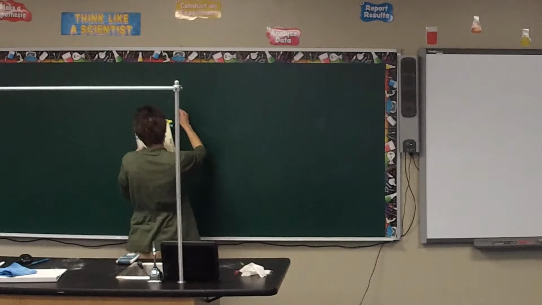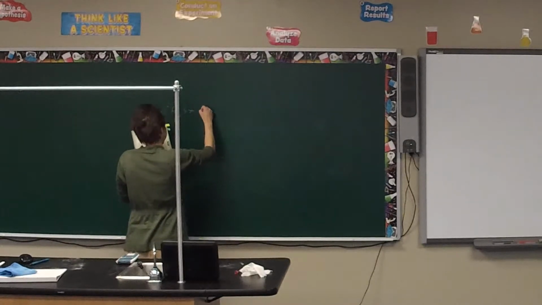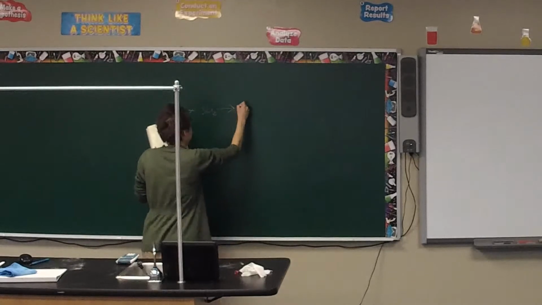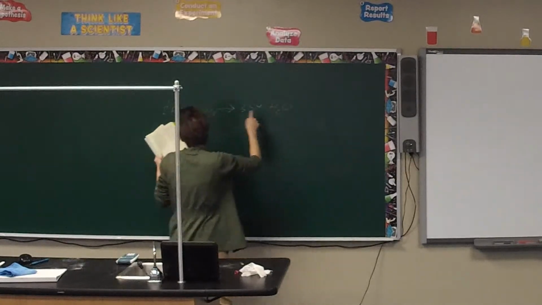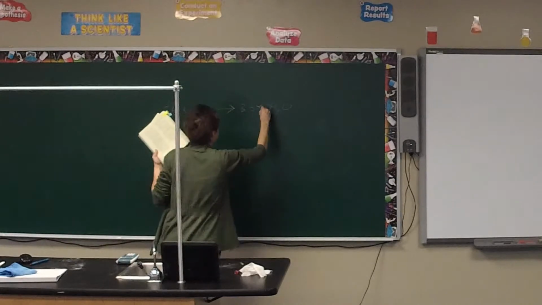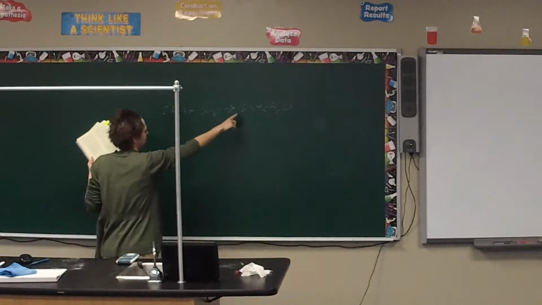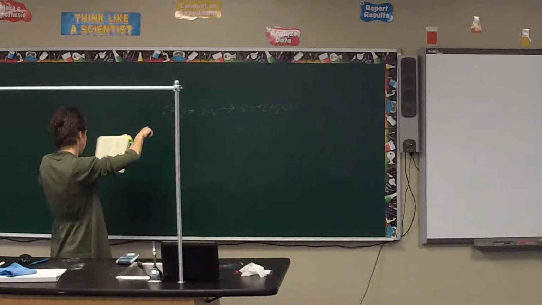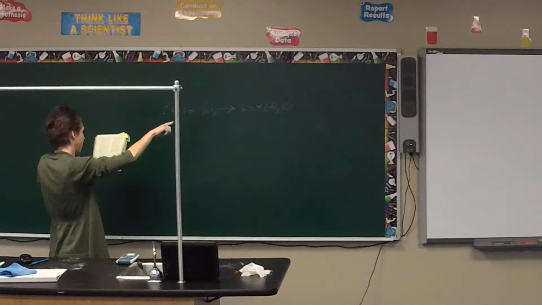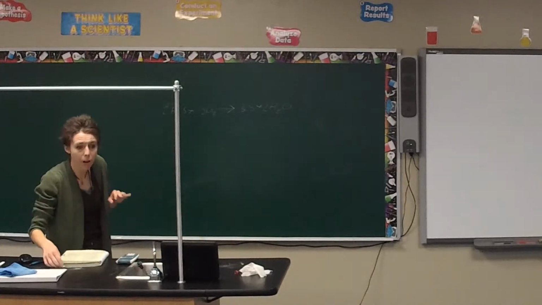This one is written 2H2S plus SO2 goes to 3S plus 2H2O. So 2H2S plus SO2 goes to 3S plus 2H2O. That was balanced. It is balanced. Yeah, that is the correct answer for it. Good job. Alright, anyone have a question about how to solve these?